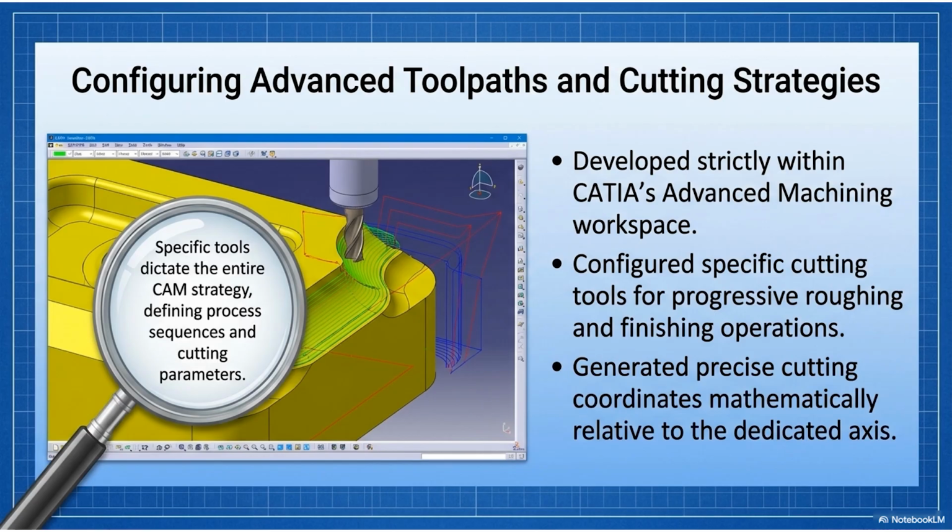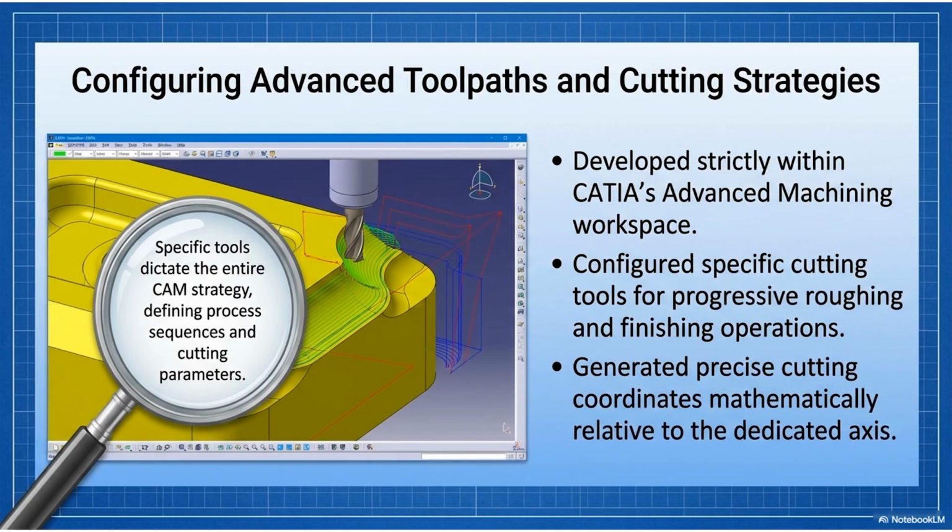Working strictly within CATIA's advanced machining workspace, we configured our advanced toolpaths. Specific tools dictated our entire CAM strategy, allowing us to generate precise cutting coordinates mathematically for our progressive roughing and finishing operations. I will now hand it over to Akmal to discuss the simulation results.